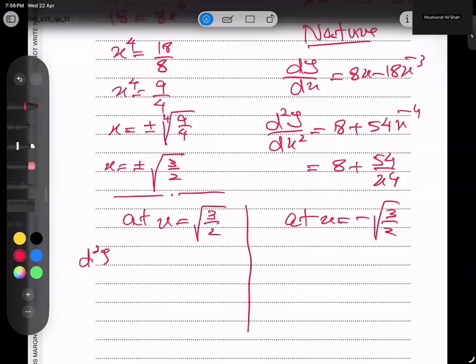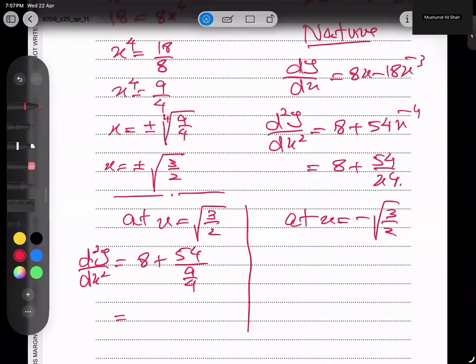So second derivative, 8 plus 54 over x^4. If I plug in this 9 by 4 directly, I will save my time. I repeat my words, x^4 same. So 9 by 4, I plug in directly. What is important is that luckily, because the power is 4, even if I take the negative, the answer will come same.